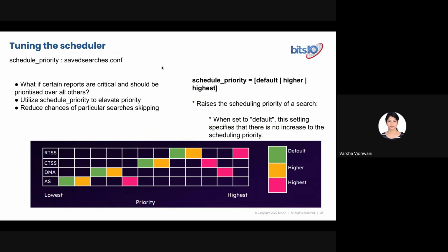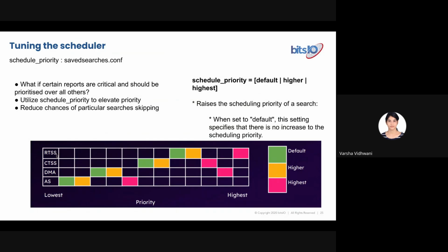So this option, schedule priority, is really useful when you need to guarantee that certain searches get the scheduler's attention before everything else. Here, for example, you can see each colored block corresponds to the priority assigned for that search type at a given point in time or resource allocation.